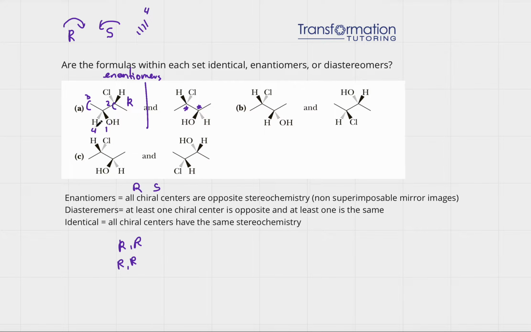Is my lowest group, group number 4, dashed? Yes, it is. That means I don't have to think any further. I can just connect the numbers 1 through 3. It's going this way, so this is S.